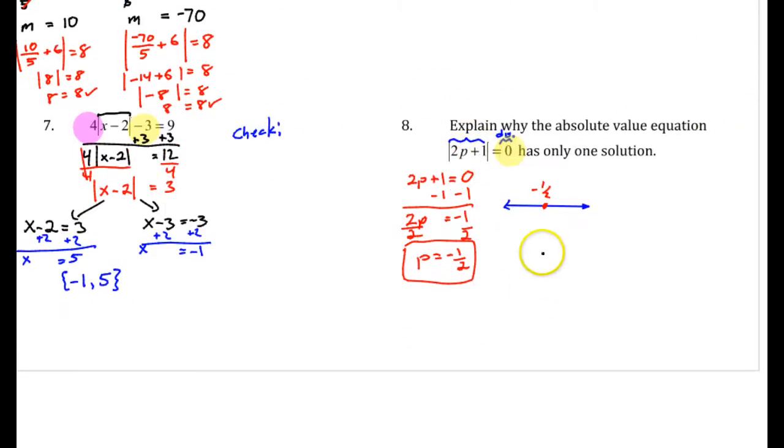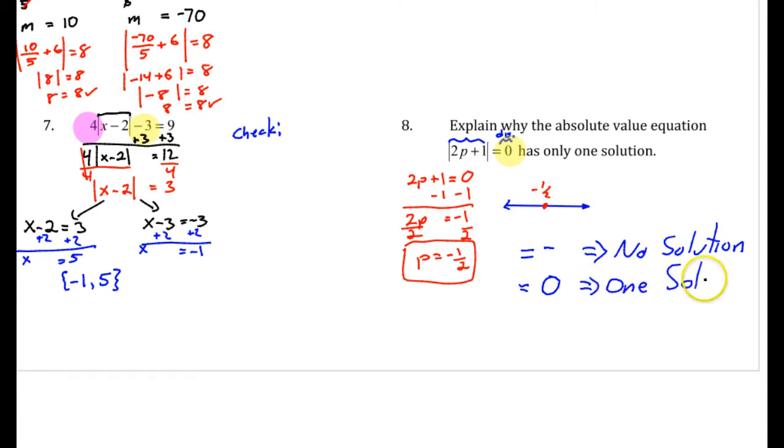So in summary, if it's equal to a negative, it doesn't matter what the number is, there's no solution. And if it is equal to 0, like in number 8, then there's 1 solution. And all the others, if they were positive, then we had 2 solutions. And remember, the 2 solutions are because we start at the center and we go so far in one direction and then so far in the other direction, so we had 2 answers.